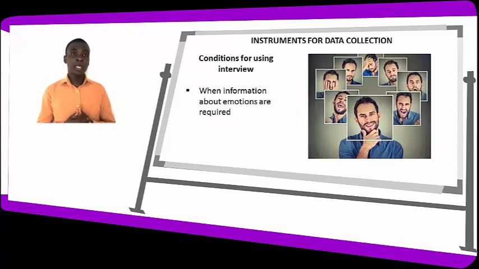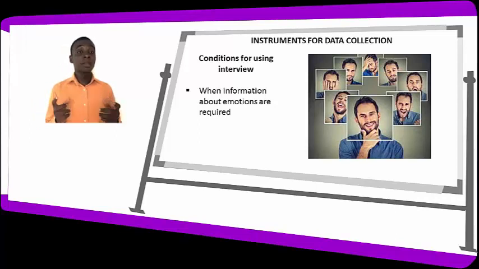And number 3, we use interview when information about emotions is required. If you want to understand the state of emotion of a person, you can use interview to get that information.